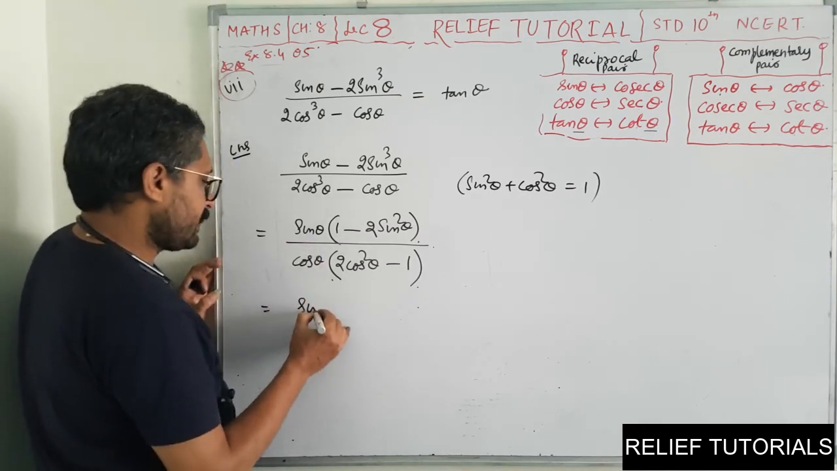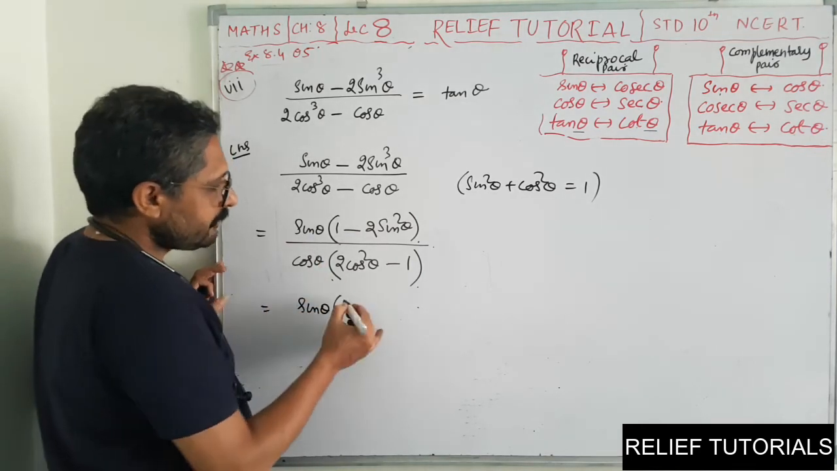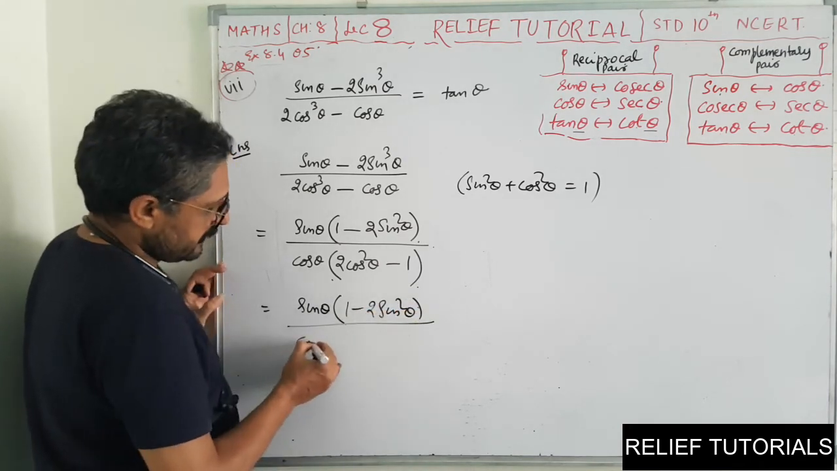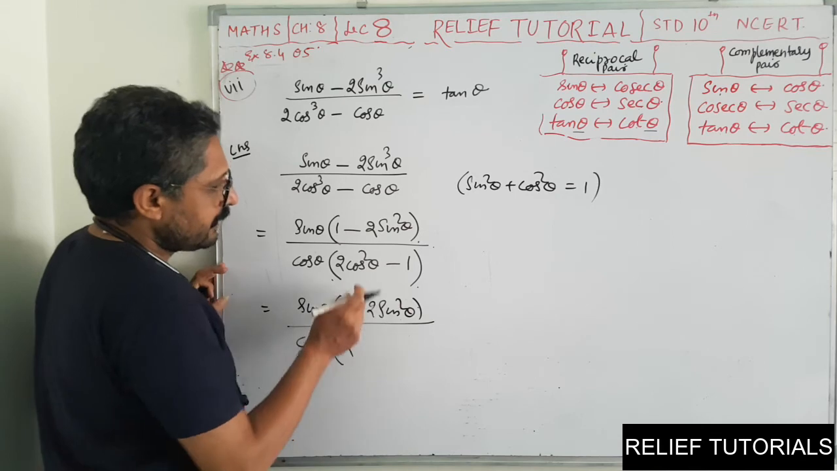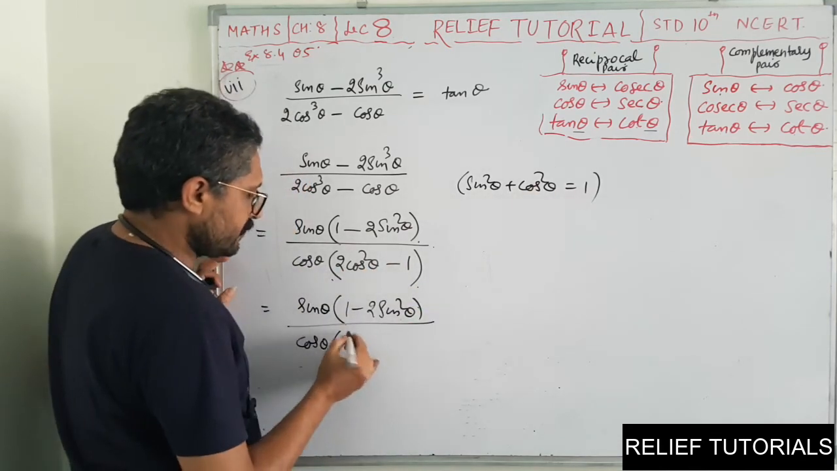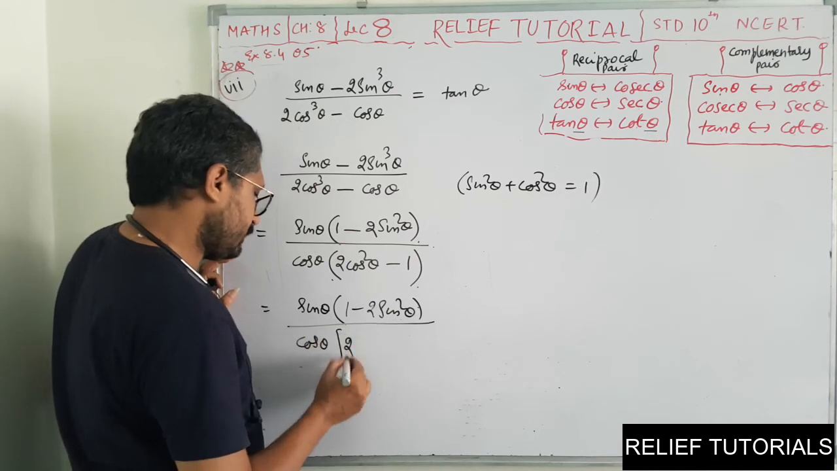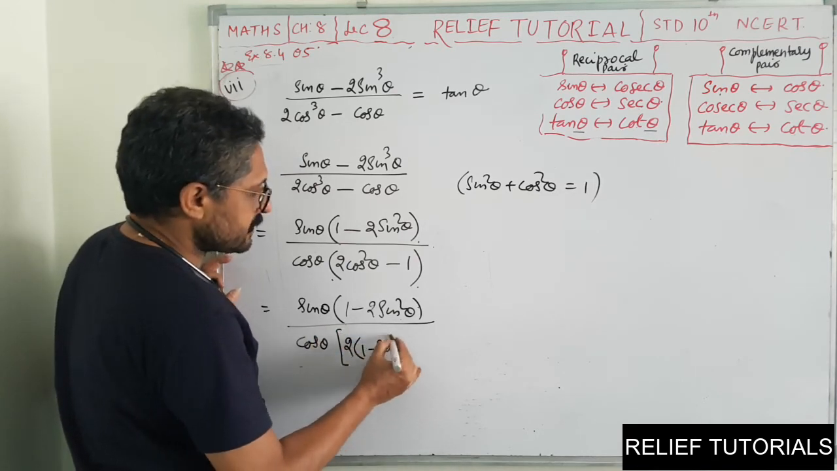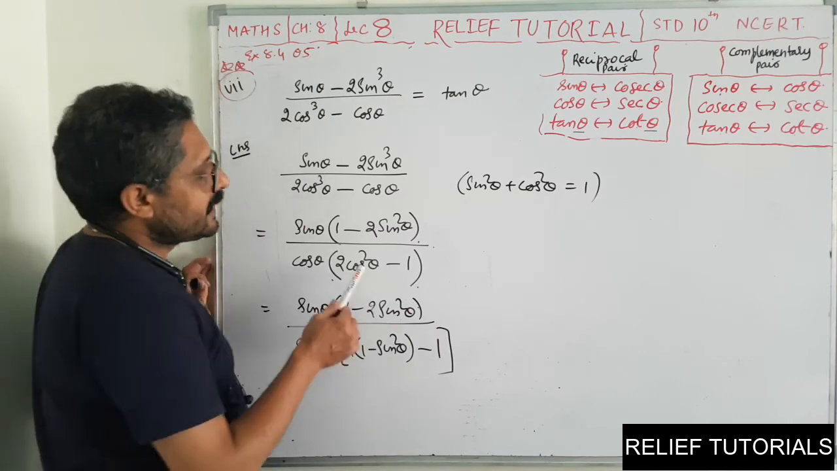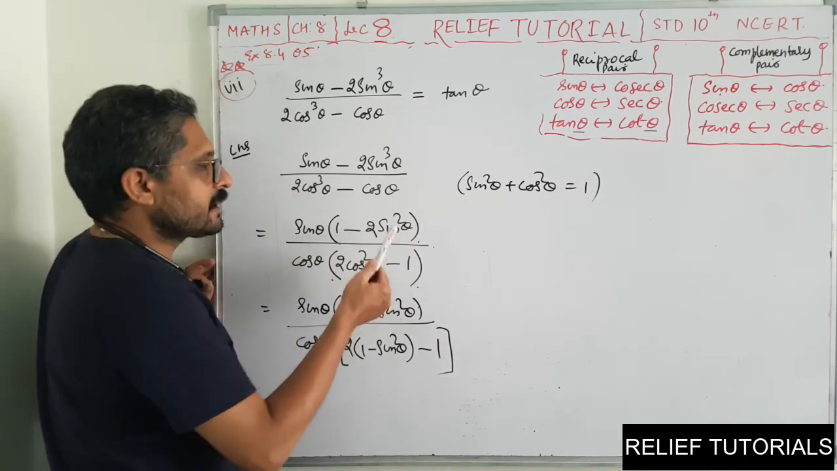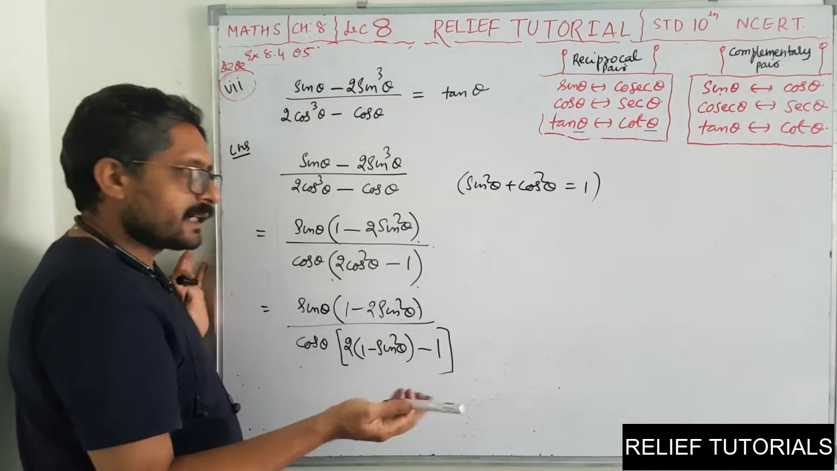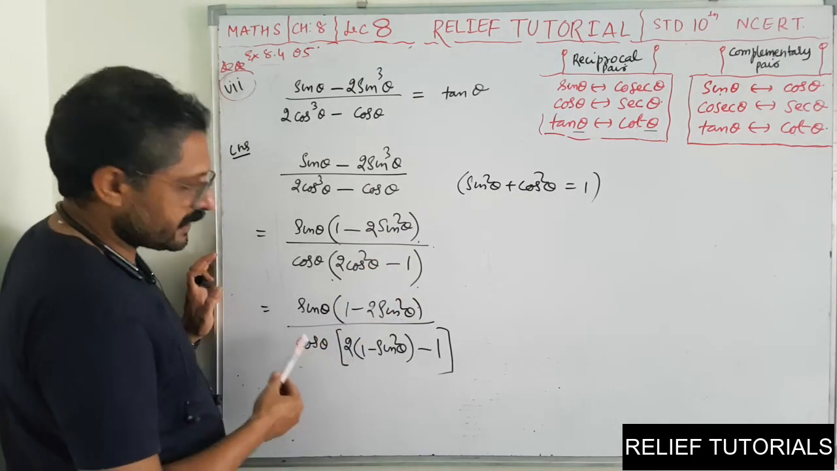So now sin theta, this as it is, 2 sin square theta, cos theta, 2, I will convert this cos square theta. So cos square theta is equal to 1 minus sin square theta, 2 into 1 minus sin square theta minus 1. Sir, why denominator? Why cos square? You can convert sin square also into cos square. Here also you can do. The answer will be the same. You will get your RHS.